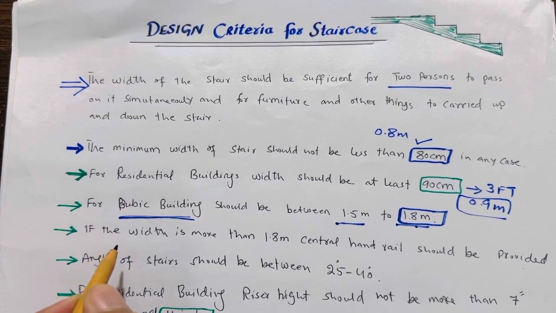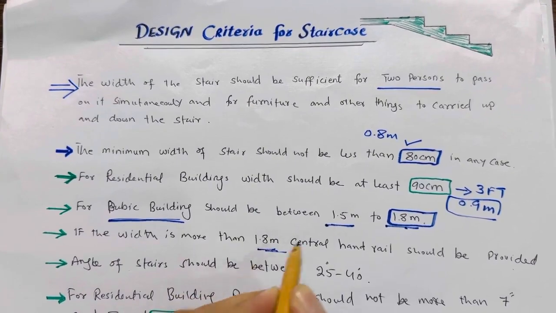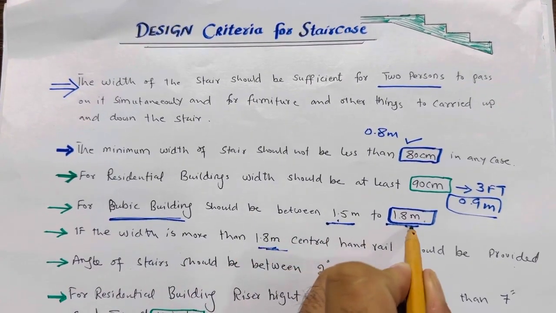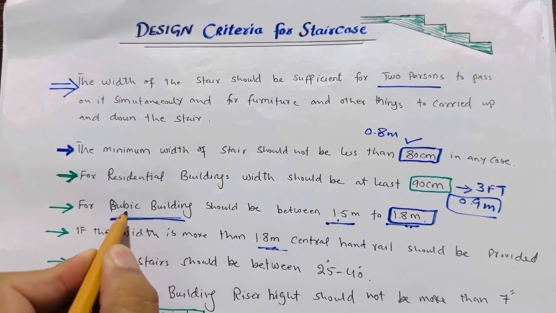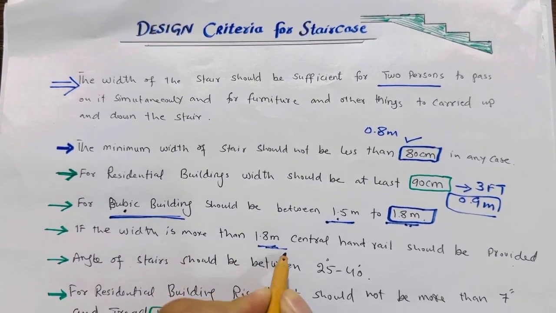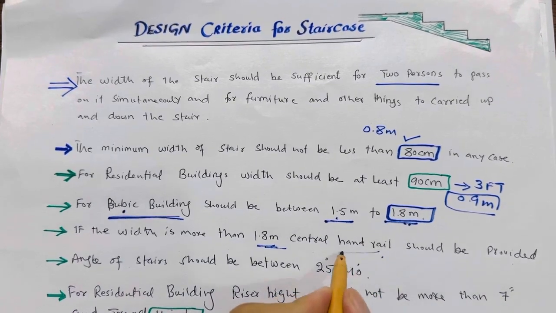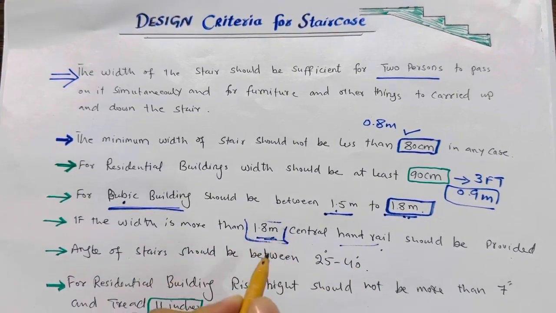Next, if the width is more than 1.8 meters, this is very important. If you see, from 1.5 to 1.8 meters is for public buildings, so if the width is more than 1.8 meters, a central handrail should be provided. The handrail is used for support, so it is very important. If we have more than 1.8 meters, a central handrail is important there.